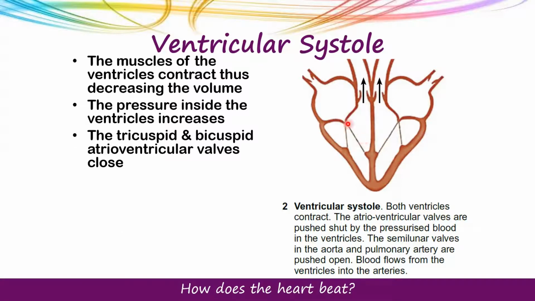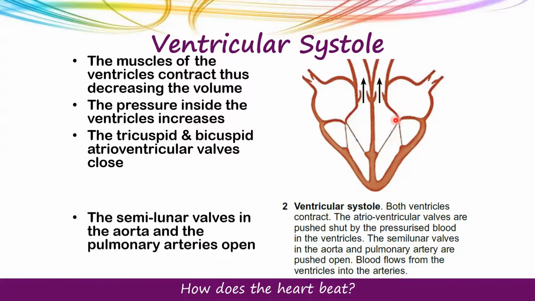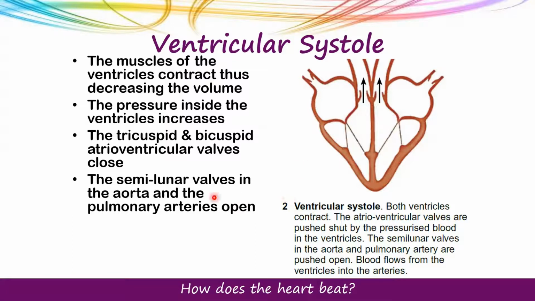Because of that, the tricuspid and the bicuspid valves close, right? Because this prevents the backflow of blood from the ventricle into the atria. So these valves close. Semilunar valves in the aorta and the pulmonary valves open, right? They do not open right away. First the ventricle contracts, and as the blood moves in towards these valves, then they open.